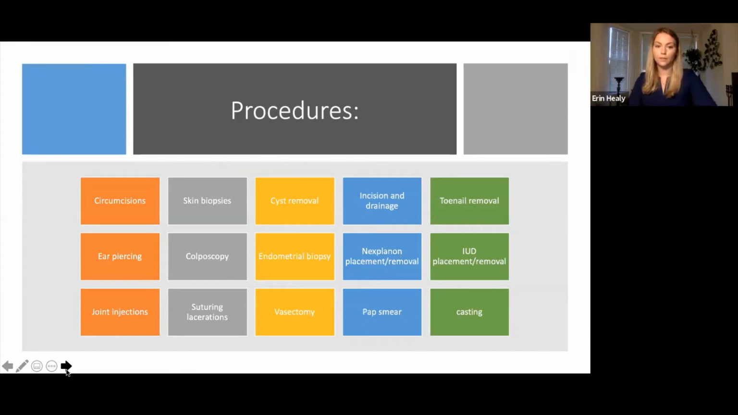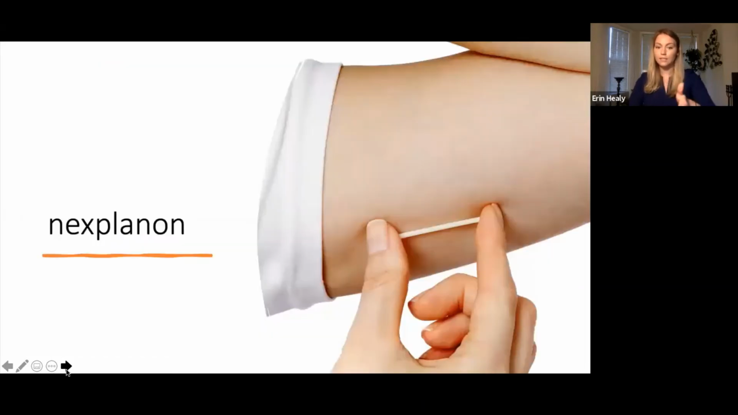So diving a bit further in these procedures, this is a Nexplanon. It is about the size of a matchstick, and it gets placed into a woman's arm and acts as birth control. So a lot of people, when they hear birth control, they think of the pill. There are many other forms of birth control besides the pill, and Nexplanon is just one of them. The hormones are actually in that stick that gets implanted.